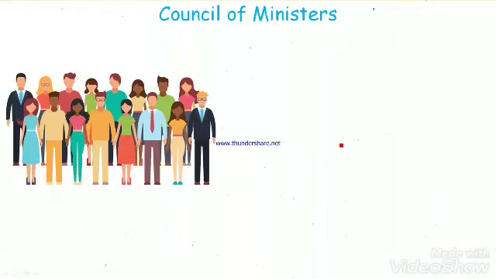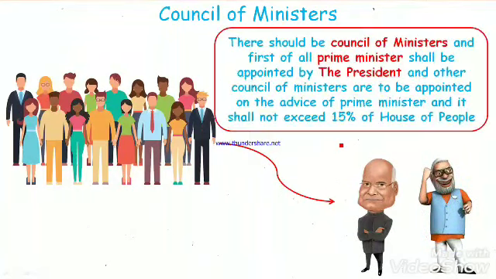Okay, now let's talk about the Council of Ministers. So what do you mean by Council of Ministers? Let's get to understand that. Council of Ministers means there will be a group of ministers as you are seeing in the picture. Okay, so first of all, there should be a Council of Ministers.